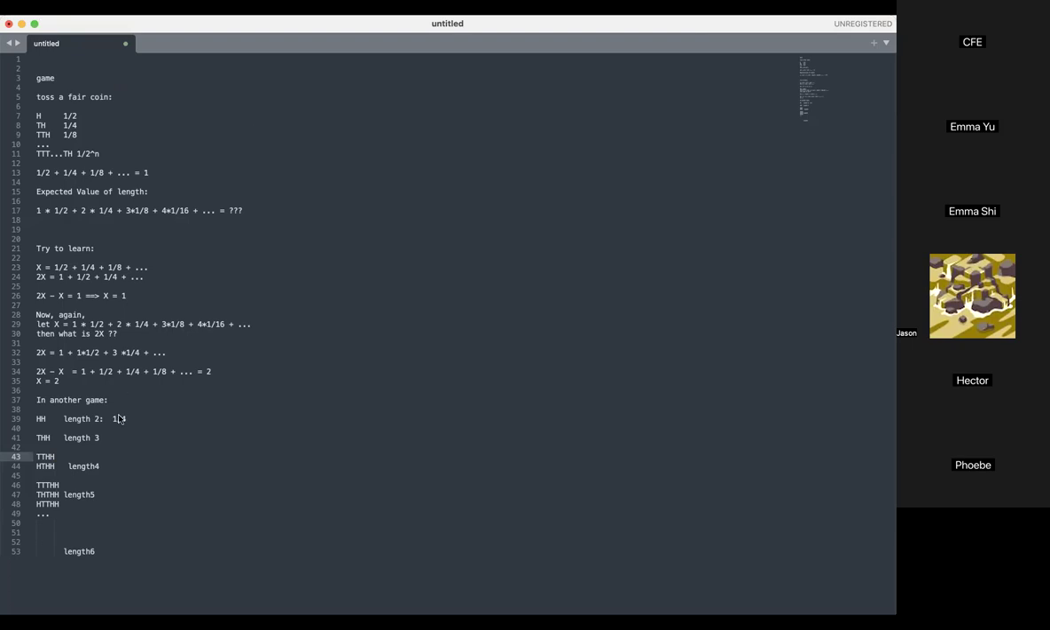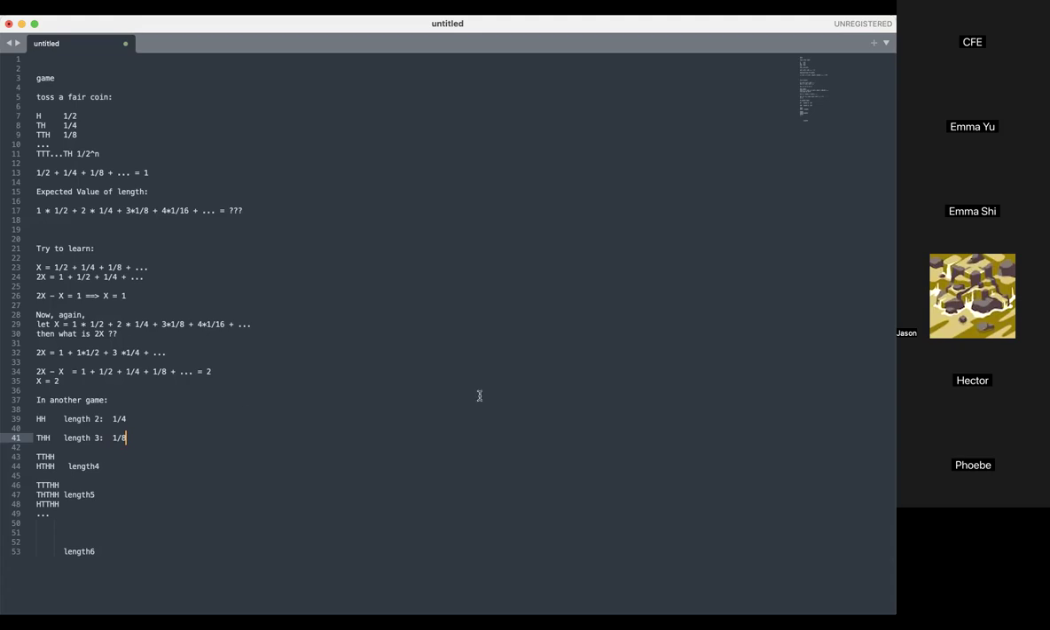Okay, so let's get back to this. What's the probability for length three? Phoebe, do you know what's the probability that we get a length three? 1 divided by 8. Yes, that's very good, because for length three we only have one case. In order to get a THH, T is one half, H is one half, and the other H is one half. So we have only one possible way to get a THH, and it's 1 divided by 8.